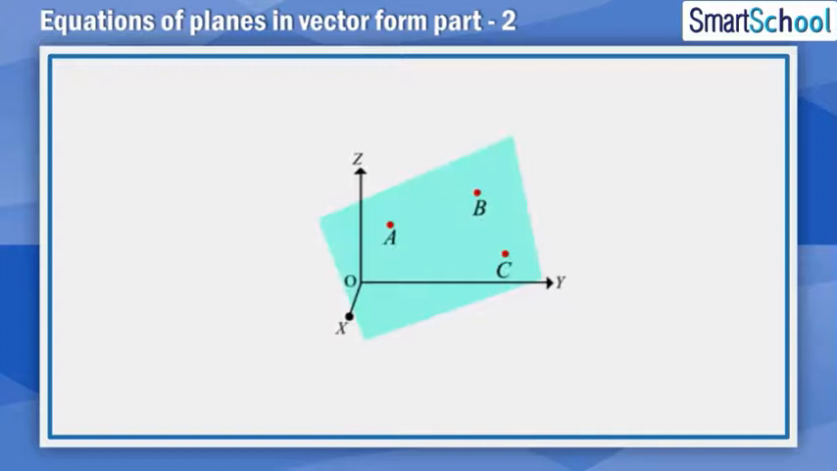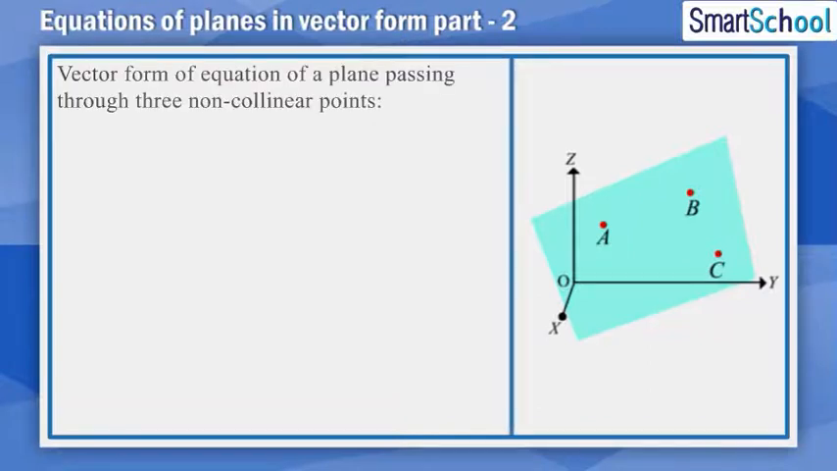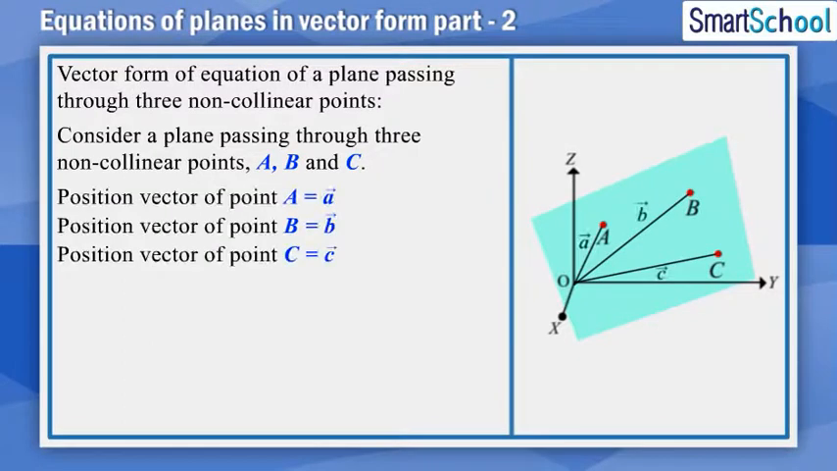However, a unique plane can be determined if it passes through 3 non-collinear points. Let us derive the vector form of the equation of a plane passing through 3 non-collinear points A, B and C. Let vectors A, B and C be the position vectors of points A, B and C respectively. Since the plane passes through points A, B and C, they are coplanar.